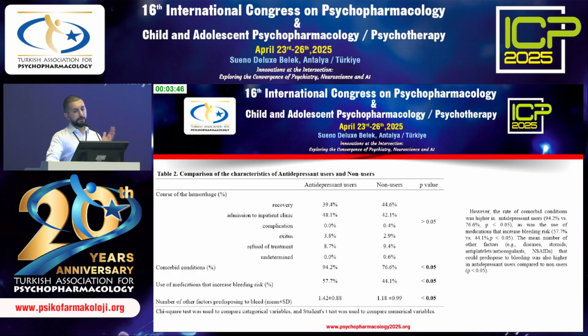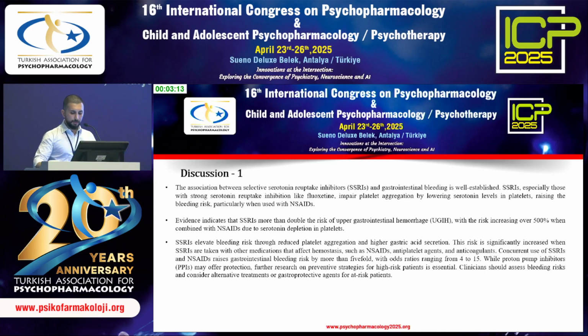When we look at the comparison of the characteristics of antidepressant users and non-users, the rate of comorbid conditions was higher in antidepressant users, 94.2% versus 76.6%, as was the use of medication that increased bleeding risk, 57.7% versus 44.1%. The mean number of other factors, for example, extra diseases, was also compared.